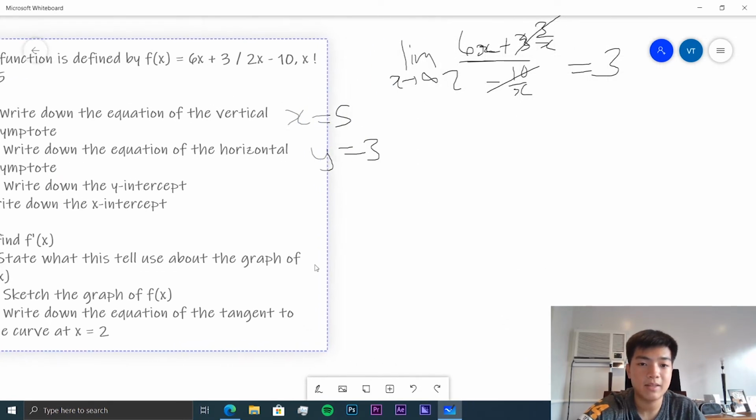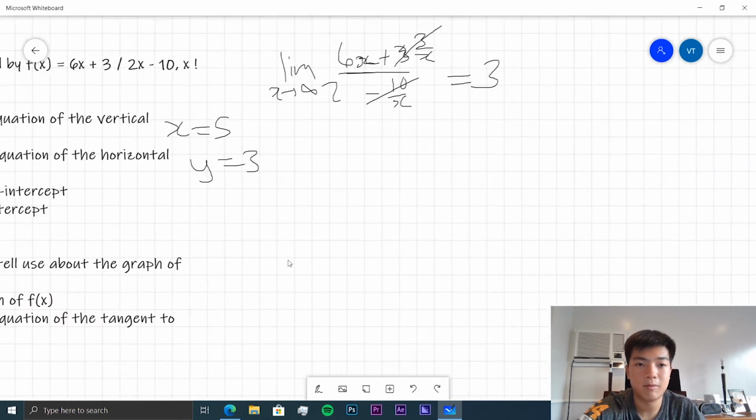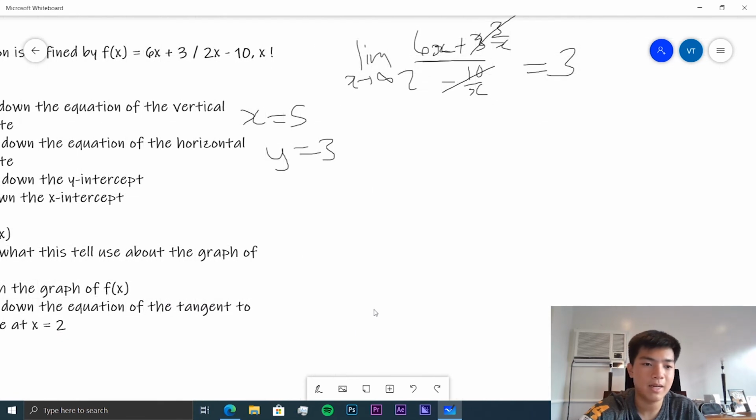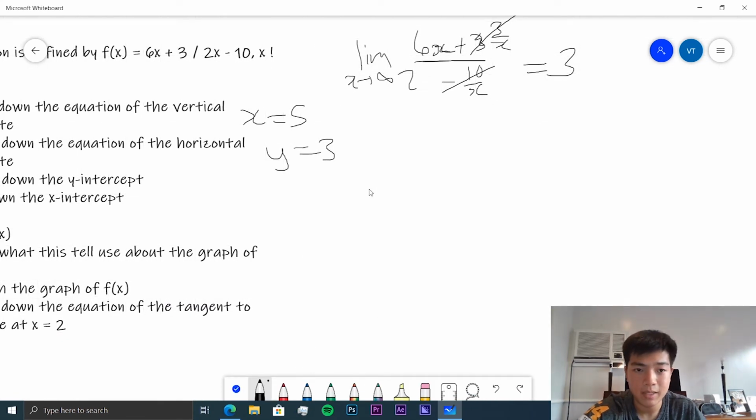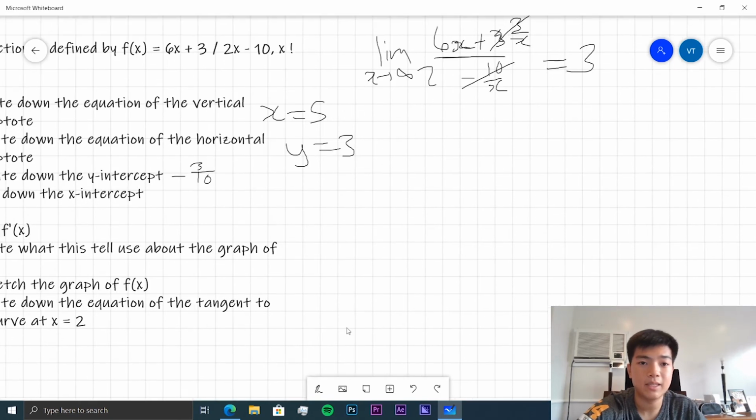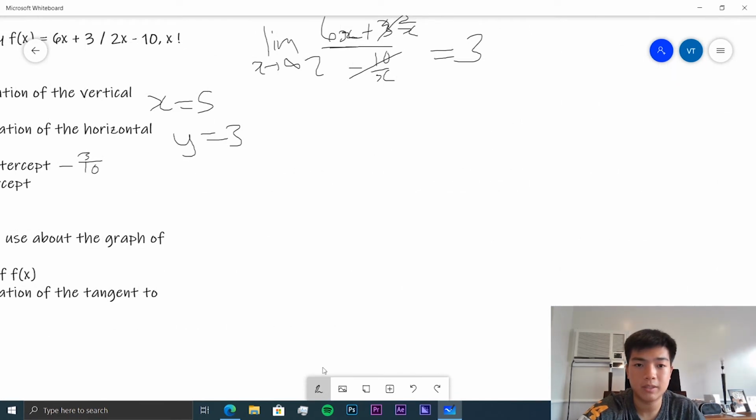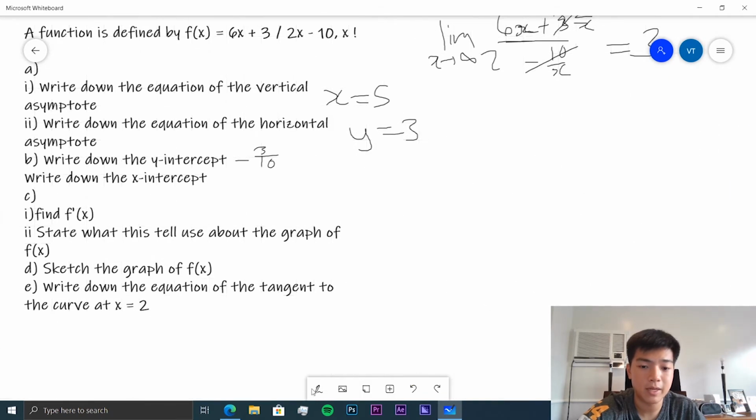Next, write down the y-intercept. Well, the y-intercept is when x is equal to 0. So we have 3 over negative 10, so negative 3 over 10. And we want to write down the x-intercept, and that's when y equals 0. So we have 6x plus 3 equals 0. x is equal to negative 1/2.